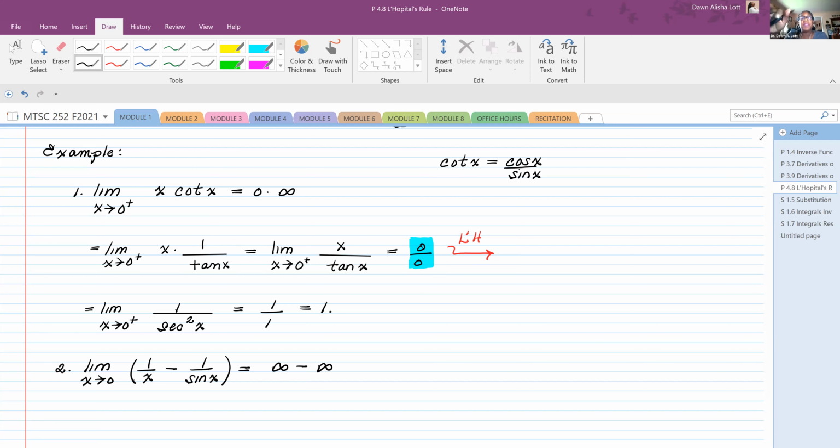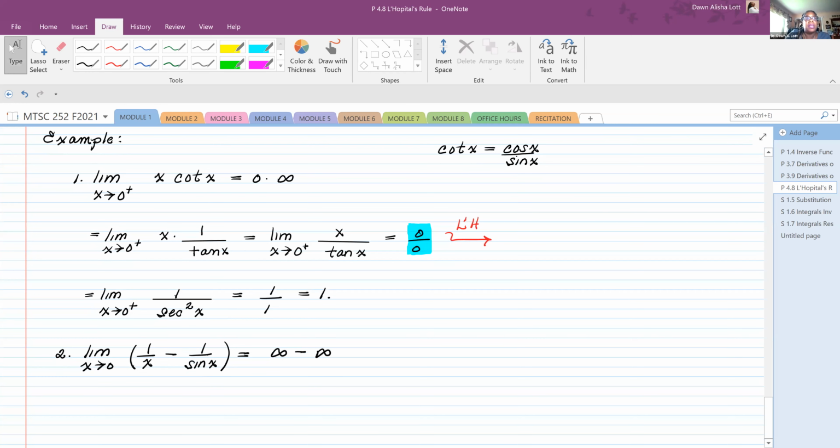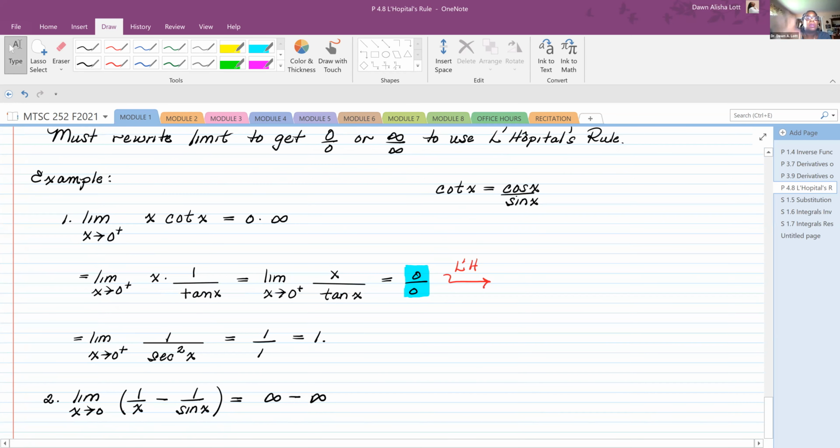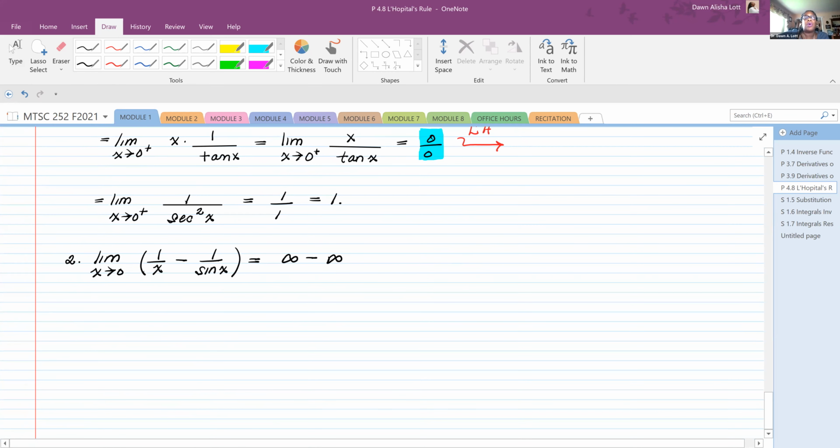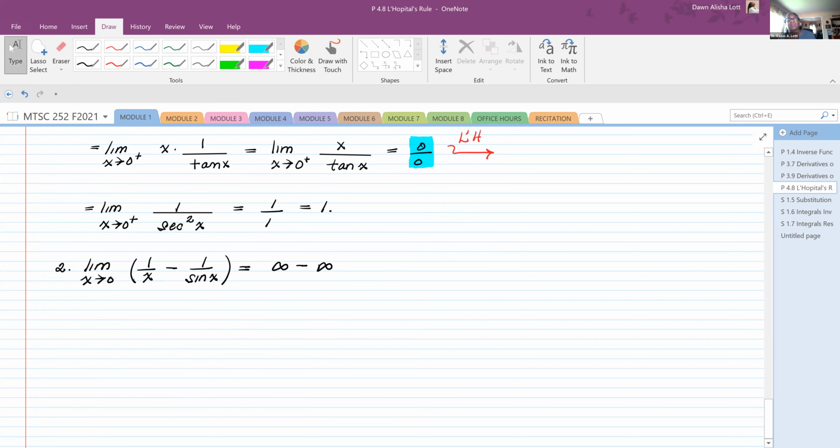because with infinity minus infinity, it still doesn't look like either one of the L'Hopital cases that I could use. I don't have 0 over 0 or infinity over infinity. So I'm going to simplify this. I'm going to simplify 1 over x minus 1 over sine x by putting it over the same denominator.